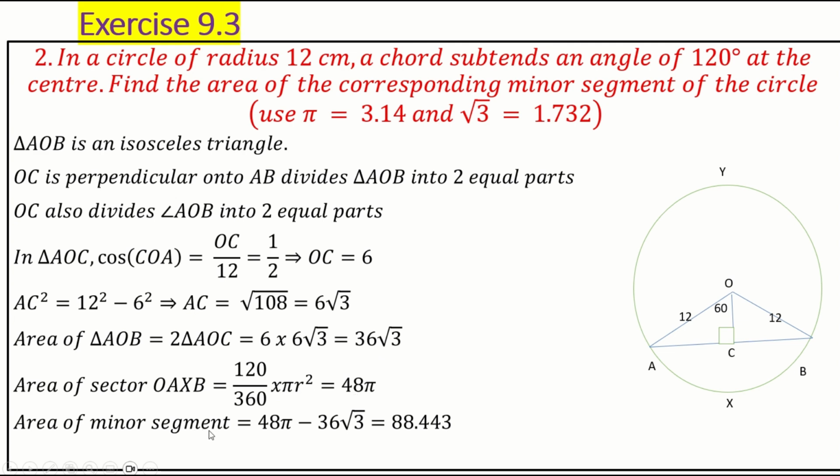So area of minor segment is area of sector minus the area of the triangle, which is 48 pi minus 36 square root of 3. If you calculate, you will get 88.443 square centimeters. Okay. Next.